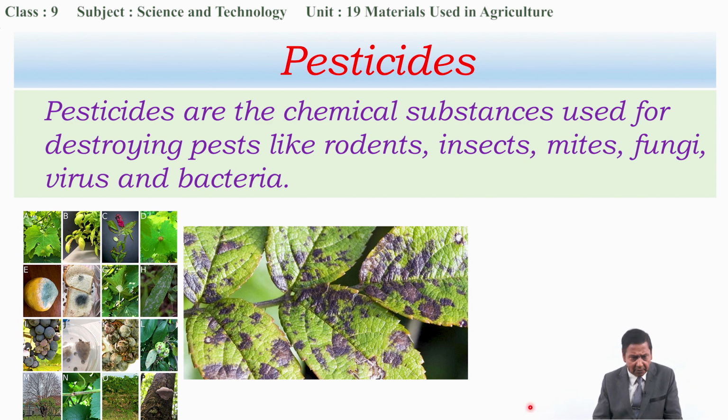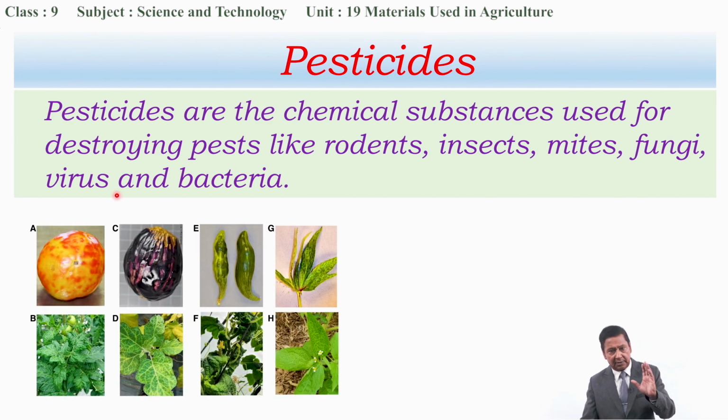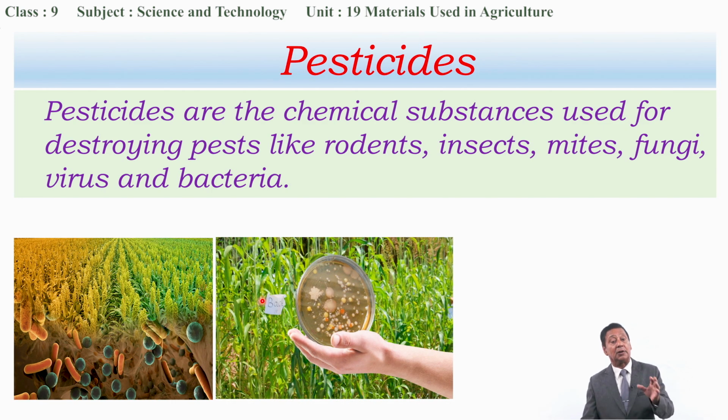Okay. Now, after the fungus, let's talk about the virus. These are the viruses which are acting on different plants, at the lower side, but at the upper side, the virus destroyed the crops. And this is the action of the bacteria. Bacteria cannot be seen, but it destroys the crops.